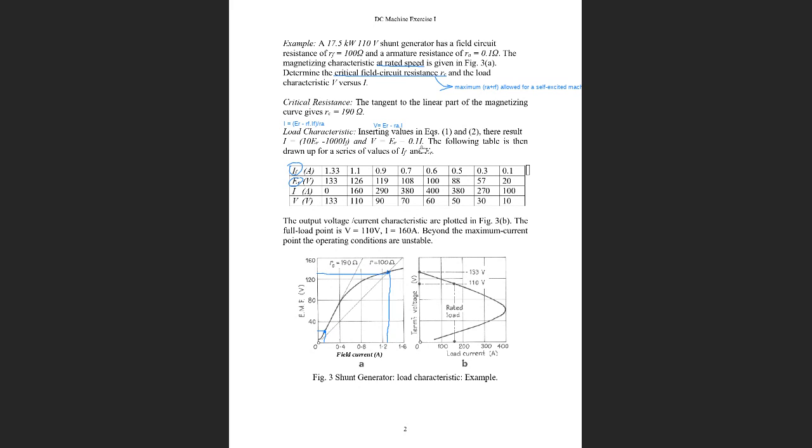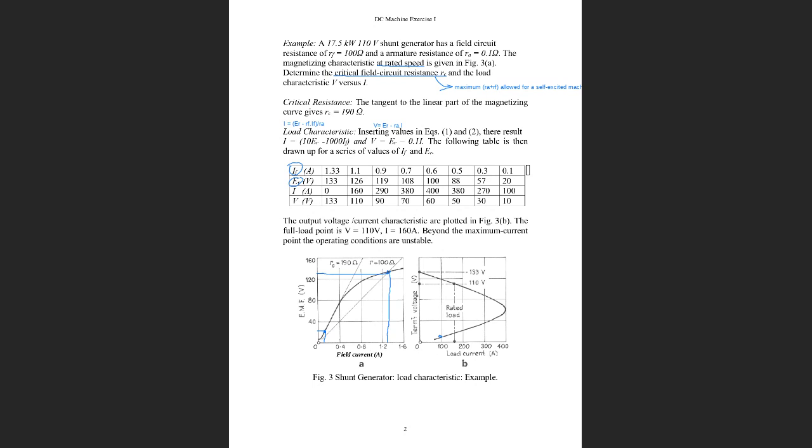So with 100 amperes, the voltage drop will be 10 volts and the internal voltage is 20 volts. So the terminal voltage will be 10 volts. When the armature current is 100, that's this point. So you look at that.